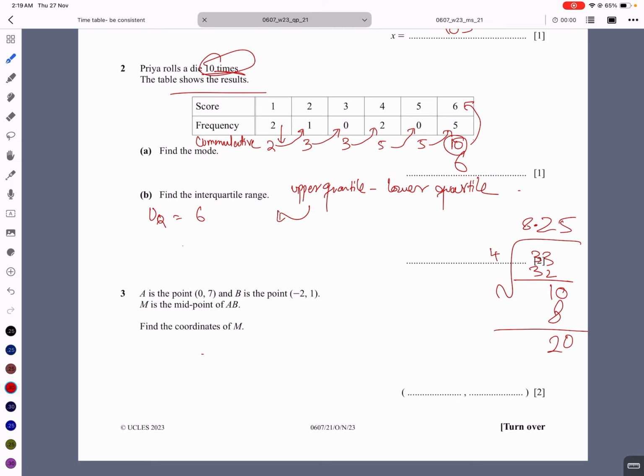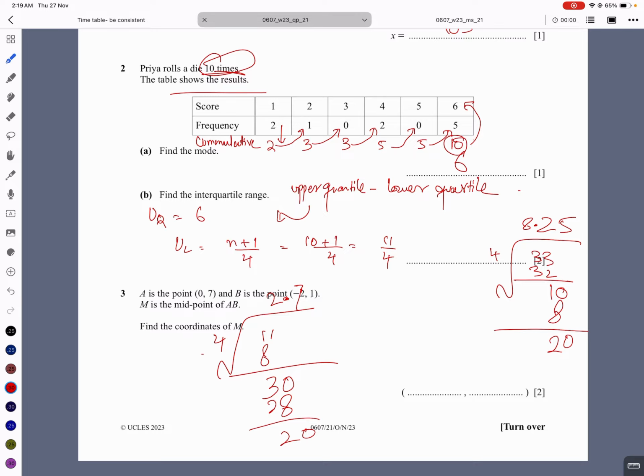And what will be the lower quartile? For the lower quartile we will do another calculation, n plus 1 over 4, which will be 10 plus 1 over 4, which will be 11 over 4. So 11 over 4: 4 into 2 is 8. You're going to put a decimal. 11 minus 8 is 3. You put 0 over here. 4 into 7 is 28. Again 0. 4 into 5 is 20. So the value you got for the lower quartile position is 2.75.